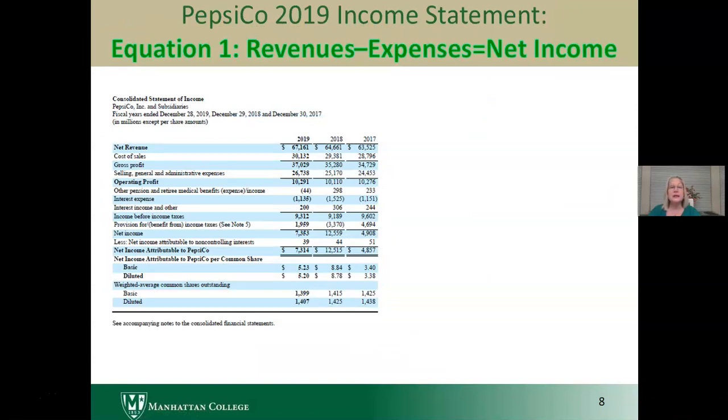So what you'll see on the financial statements, I say they follow a certain format, which I call an equation. The first financial statement is the income statement, which tells you the operating success of the company during the year. And the format should be revenues minus expenses equals net income.